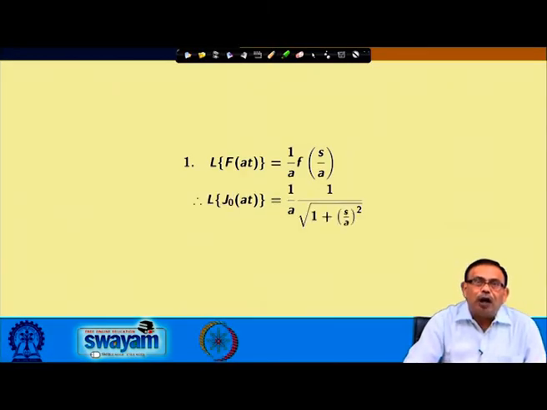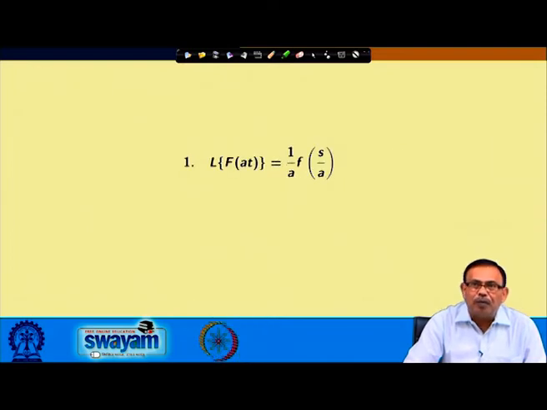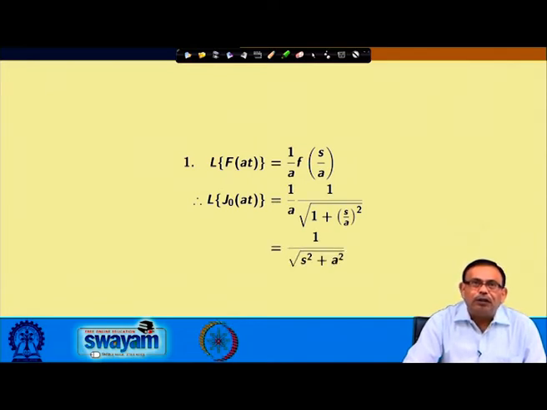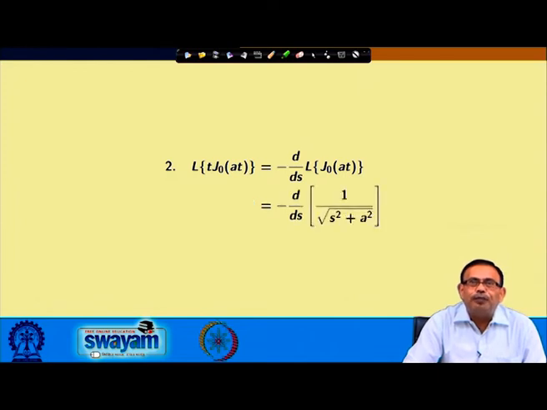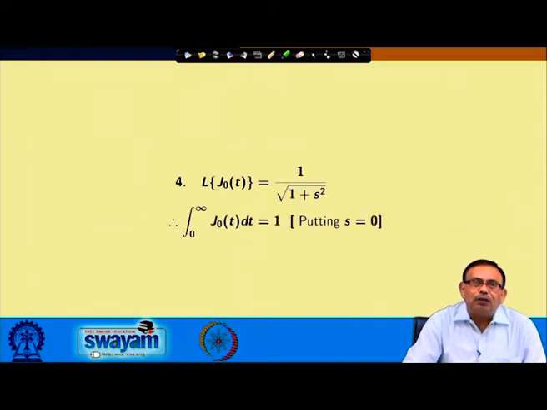Just let us see what happens. Whatever I told, the Laplace transform of f we have done. Initially there was J0(t); from there, in number 1 we did the Laplace transform of J0(at), then the Laplace transform of t J0(at) we are finding out. In the third problem, we are finding the Laplace transform of e to the power minus at into J0(at). Then in the fourth, we are finding the Laplace transform of the integral from 0 to infinity of J0(t) dt. This equals 1, directly shown from the theorem.